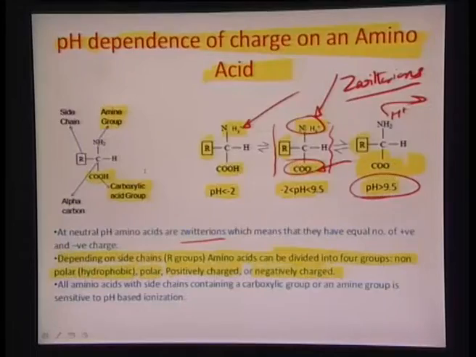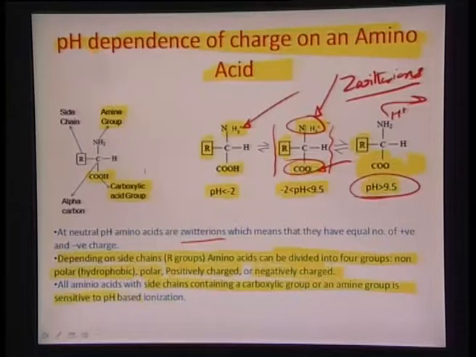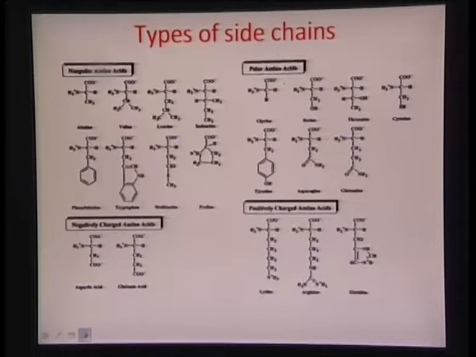So there are essentially, based on the R groups, we can divide all the amino acids into 4 different groups. As we already learned, these side chains containing carboxylic groups and amine groups are really sensitive to pH-based ionization. That is one aspect. So let us look at what the R groups really are, and if you categorize all the different amino acids, they can essentially be drawn out as about 20 different amino acids.